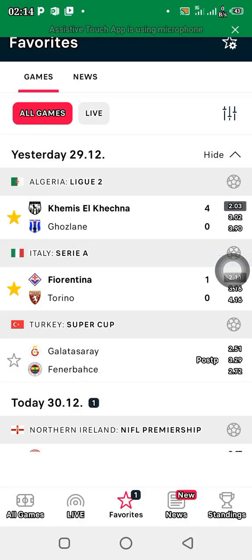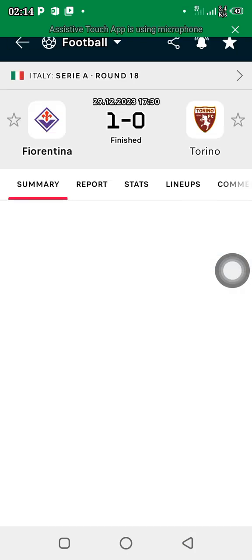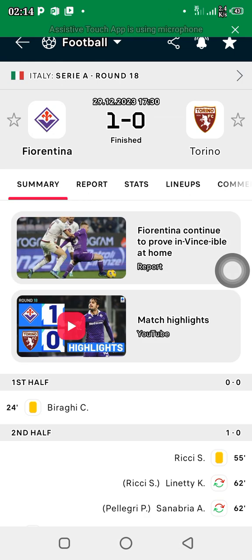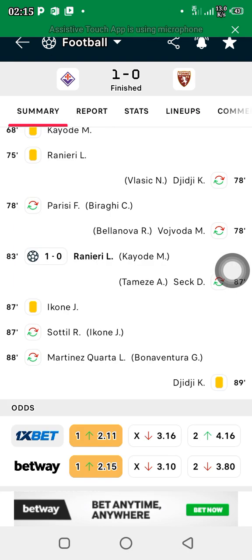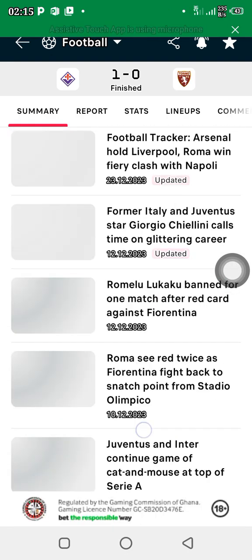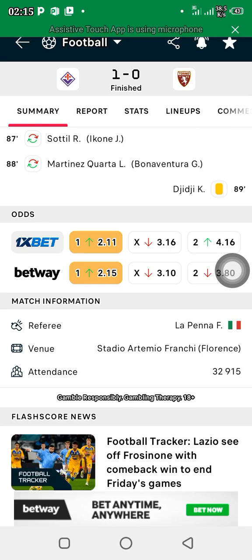So let me use another example. Let me show you another example of how to still do the same thing. So when you look at this Fiorentina and Torino game, when you scroll down you can see the odds. Look at the odds. It was 2-2 odds, 2-2 odds against another 4 odds.